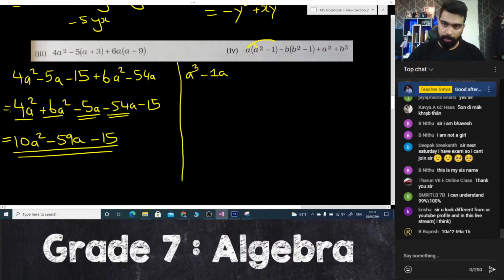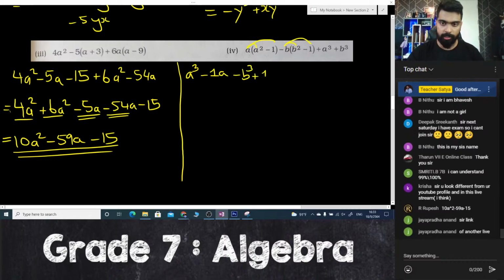All right, next one. What do we have? We're going to multiply this with this. So minus b times b squared is going to give us minus b cubed. Minus b times minus 1 is going to give us positive 1b.